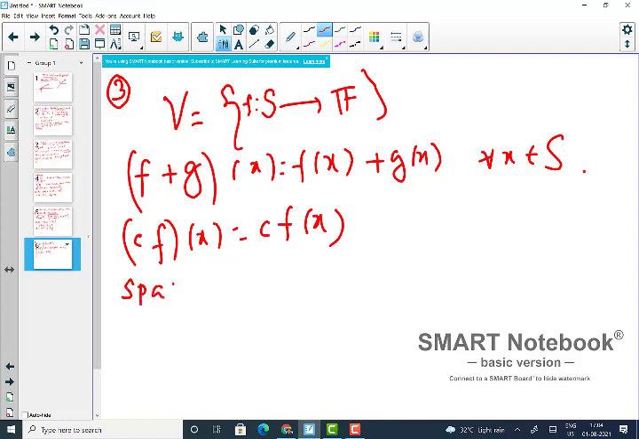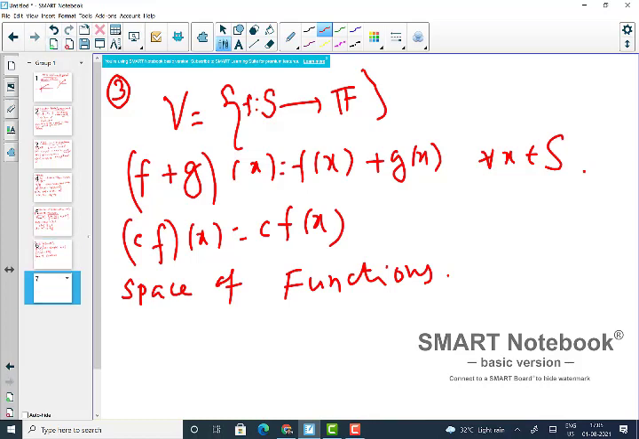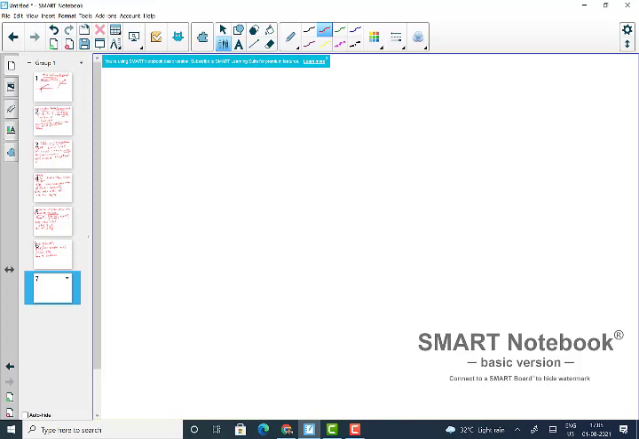We call this the space of functions. Here it can be any set, so no matter what S you choose, you can choose S equal to F itself. You can choose S equal to F power n, and in some cases it has a special meaning. So we will learn what those spaces are in future.